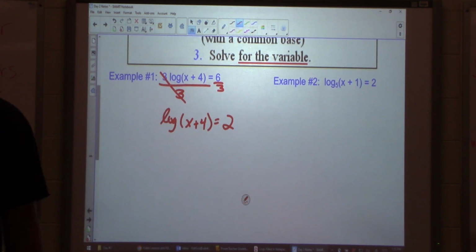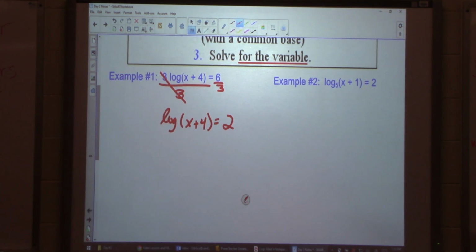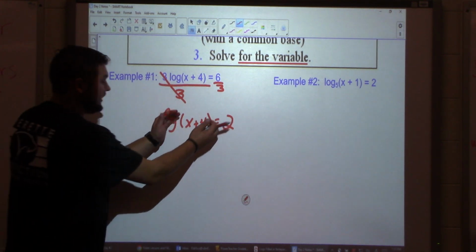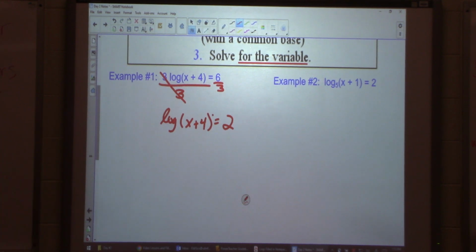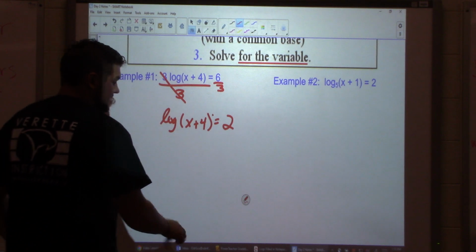Look, you guys. It's part of my log, right? I'm taking the log of x plus 4. It's in the parentheses, so I can't subtract it away. It doesn't just leave. So it is isolated, and I need to switch to exponential form.